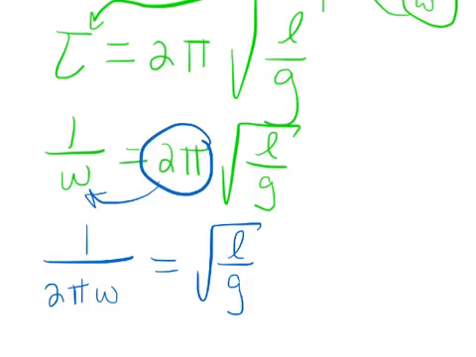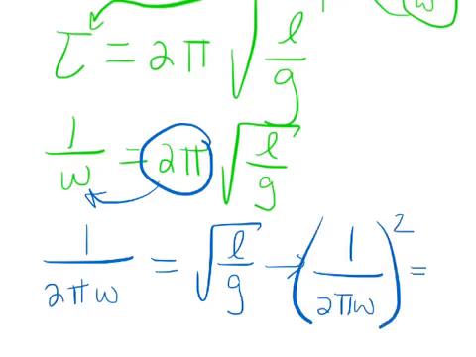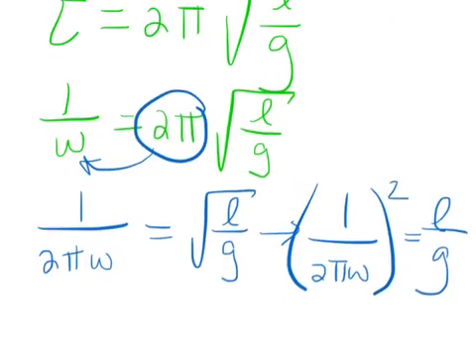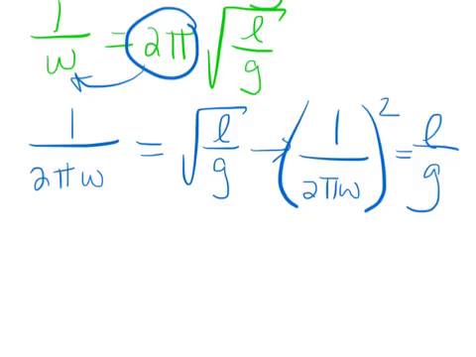Nicole, what do I do to get rid of a square root? Say again? I said it backward. What do I do to get rid of a square root? You square it, yeah. I apologize. I said that backward the first time. So square it, please. What happens when you square a square root? It disappears, leaving behind L over G. It's like magic, right?